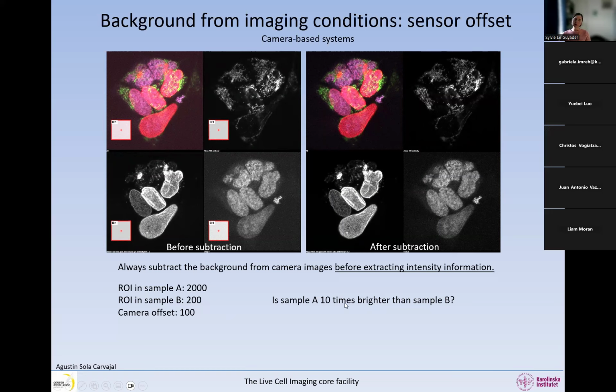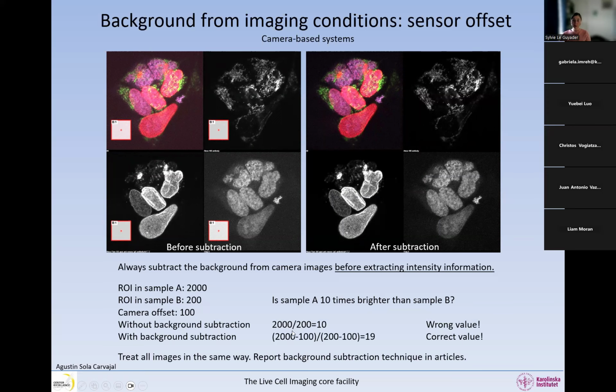Can we say that area A is 10 times brighter than area B? We can't say that. If we do not do background subtraction, we ask how much brighter is A compared to B, we divide them and we find 10. But this is the wrong value, because in reality you need to subtract the background first: 2000 minus the camera offset, divided by 200 minus the camera offset. And now 19 is the correct value.